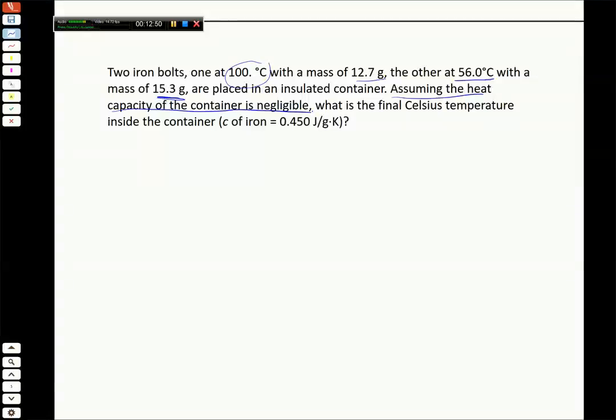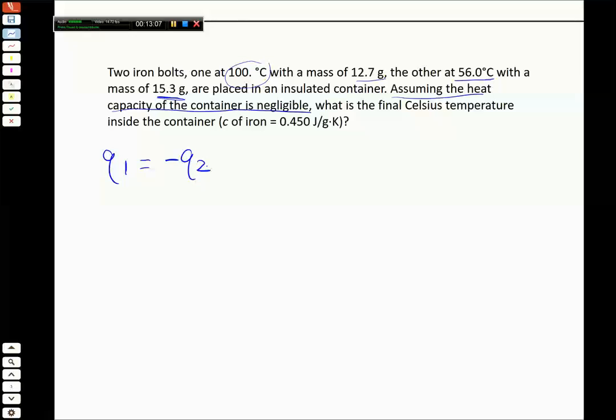And so what we're doing here is we're transferring heat between two objects, both of them made of the same material in this case. And so the concept is still the same. The heat term for one of the objects is equal and opposite to the heat term for the other.